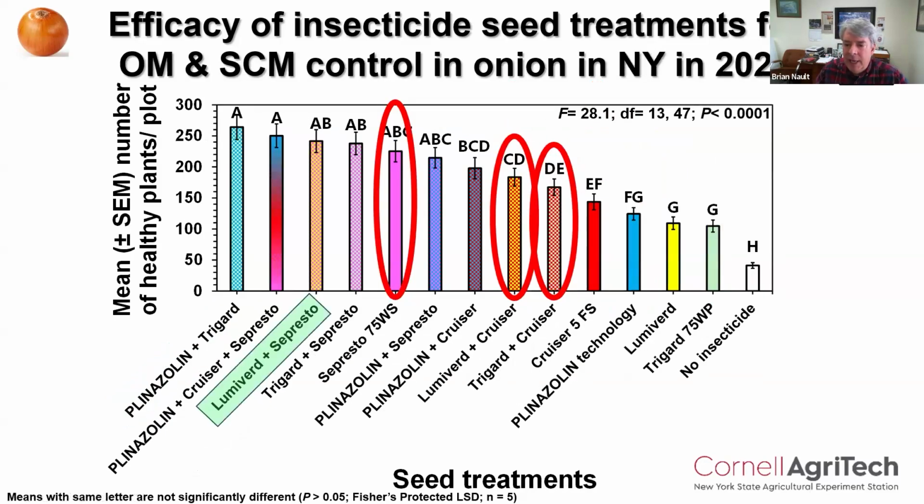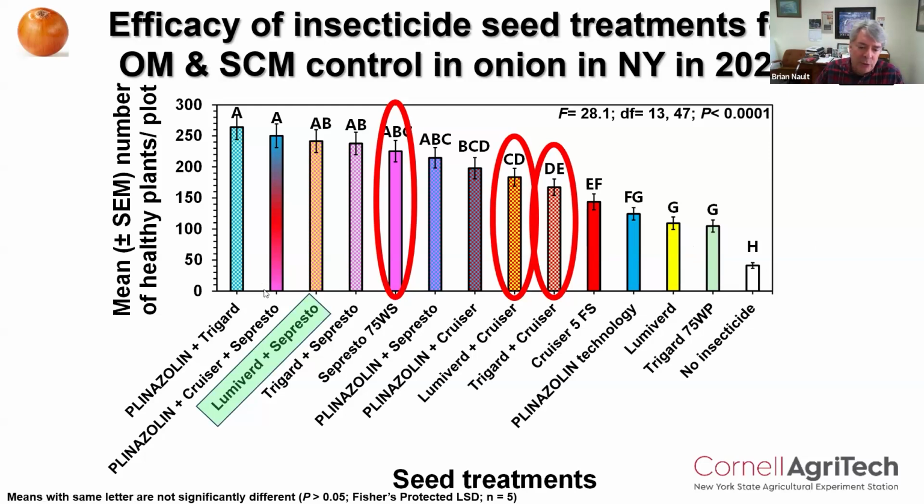And then what did we find in New York? This is in Oswego County, with a population that's very, very high, both onion maggots and seed corn maggots, but a majority onion maggot. And here we see that the no insecticide control had very, very few plants standing. And in this particular year, Trigard didn't look all that good. Neither did Lumivert. Now, I can kind of explain this in that this population is resistant to Lumivert. It's the first case of documenting resistance to a spinosad seed treatment, to my knowledge. But Trigard didn't work very well. And we did have more seed corn maggots earlier last year than in previous years. Maybe that's why, not sure.